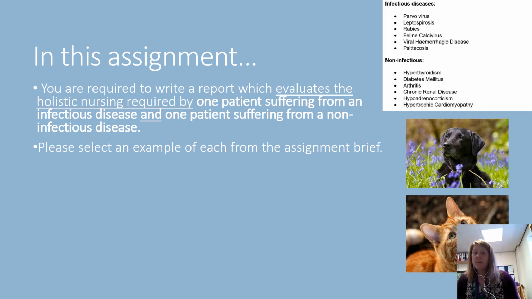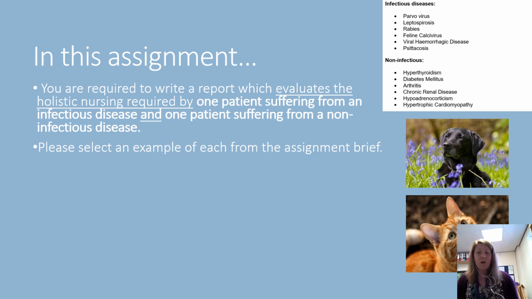As for chronic renal disease, we tend to consider this within cats specifically, whereas hyperadrenocorticism tends to affect dogs and cats, but particularly dogs, but it can also affect things like ferrets and horses, so that does allow for more kind of species difference there if you would like to do so. And hypertrophic cardiomyopathy tends to affect dogs predominantly, but again we do see it in cats.